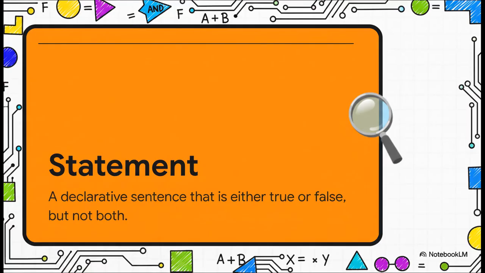Now, the key thing here is how strict this definition is. In the world of digital logic, there is no gray area. There's no maybe, no kinda. A statement, or a proposition if you want to get technical, has to be one or the other. It can't be both, and it absolutely can't be neither.